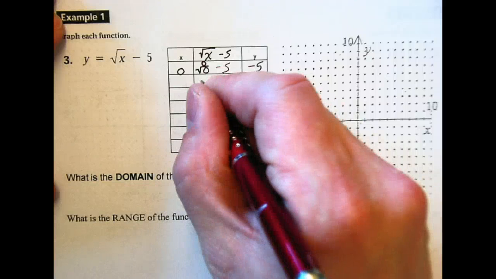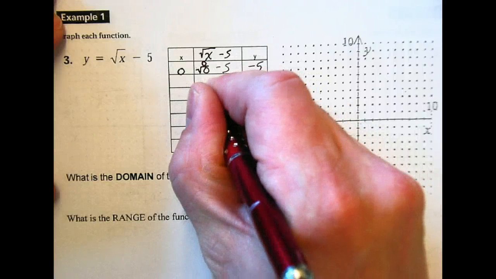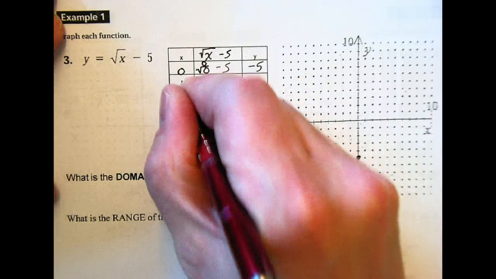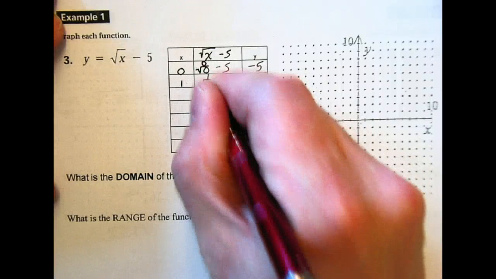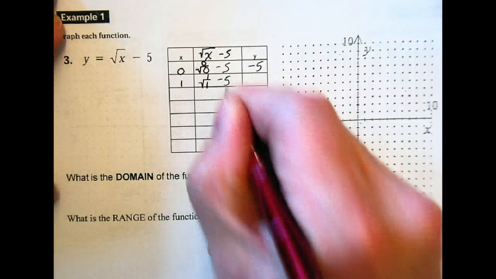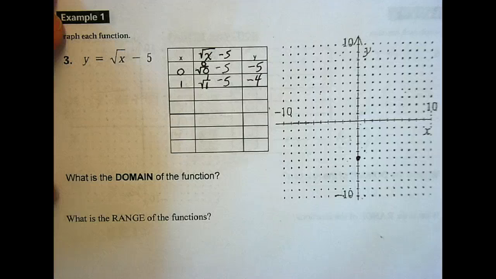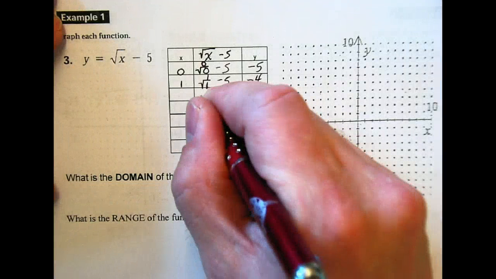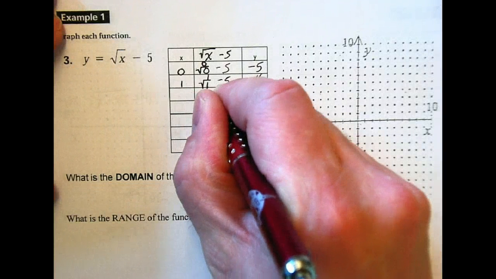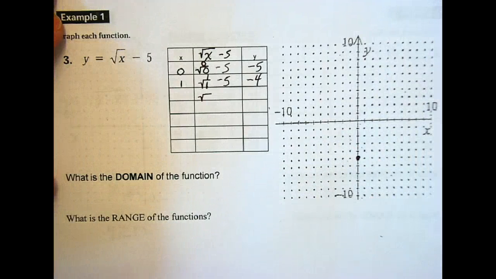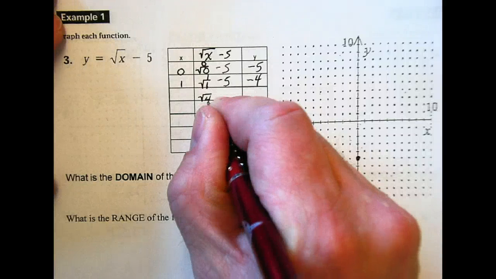What else do we want to make our root equal? 1. We put 1 in. So we get the root of 1, which is 1. 1 minus 5 is negative 4. Maddie, what else do we want to make our root equal? 4, yeah. The root of 4 is?